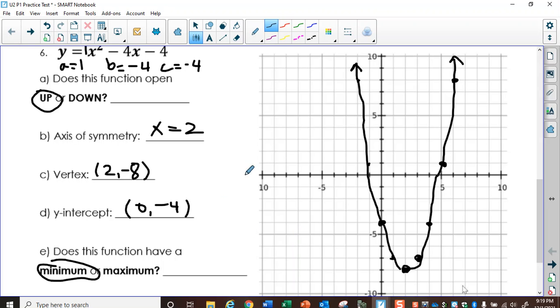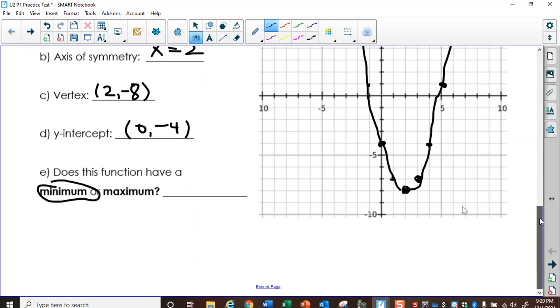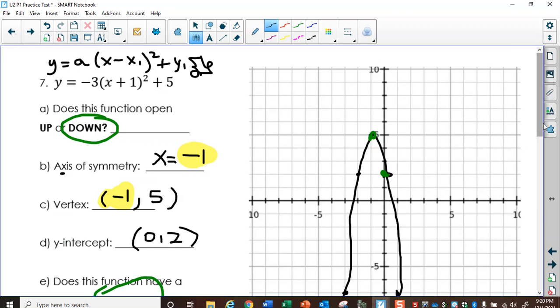Okay, and then obviously you can just put it into Desmos and look at the numbers and do it that way. Okay, so this is in standard form. So here a would be 1, b would be -4, and c would be -4. All right. And then to do this one, we did this in class.